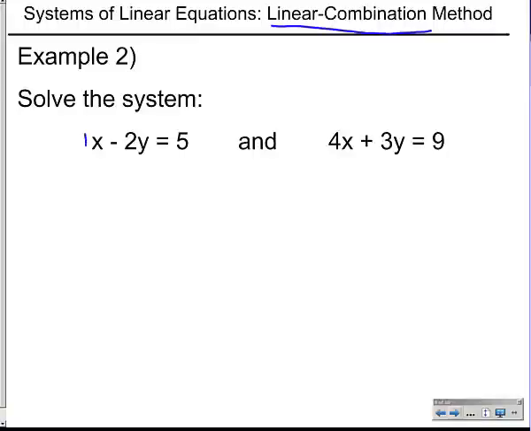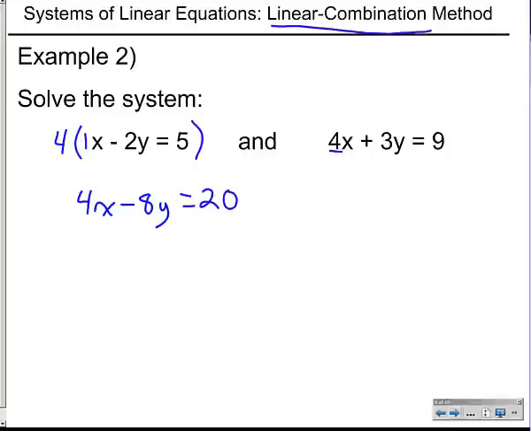Since this one has a 1 on it, I can make it look like a 4 simply by multiplying this entire equation over here by 4. So 4 times x is going to give me 4x, 4 times 2y is going to give me negative 8y, and 4 times 5 is going to give me 20.